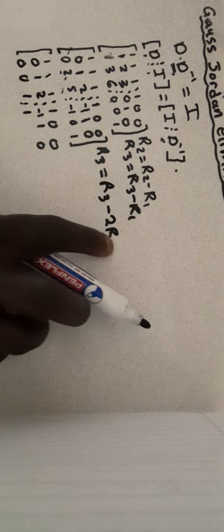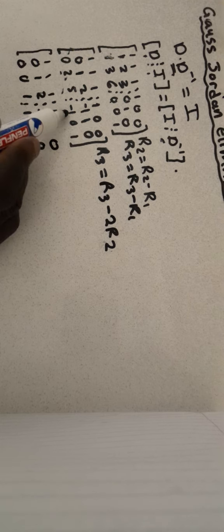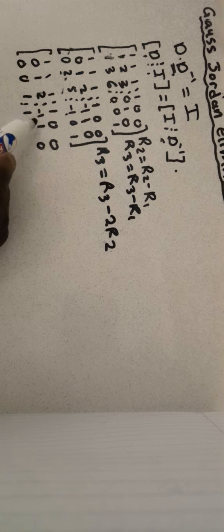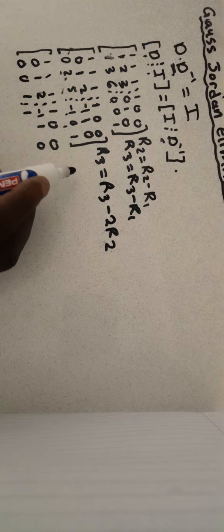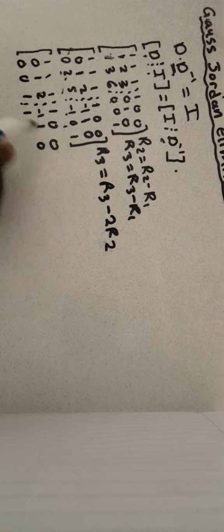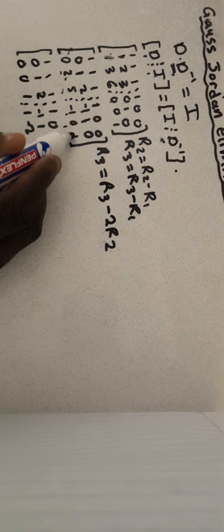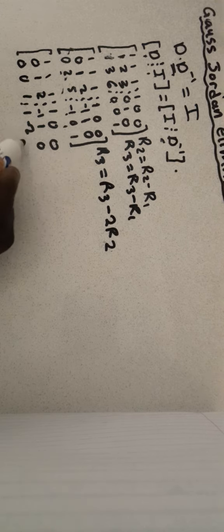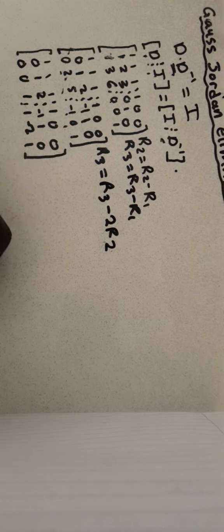This is R2. So this one will be minus 1 into minus 2 into minus 1, which is 1. 0 into minus 2 into 1, which is 0 minus 2, which is minus 2. Then 1 minus 2 into 0, which is 1.